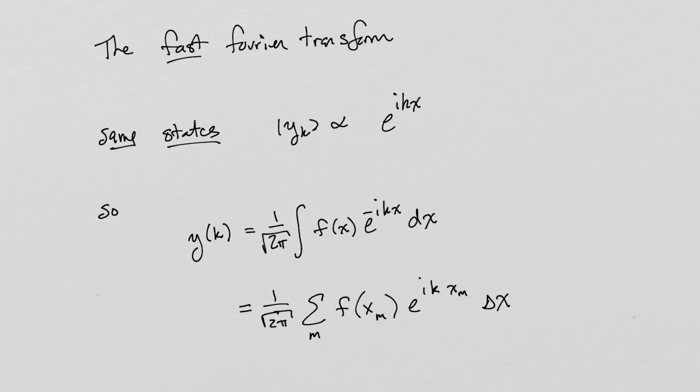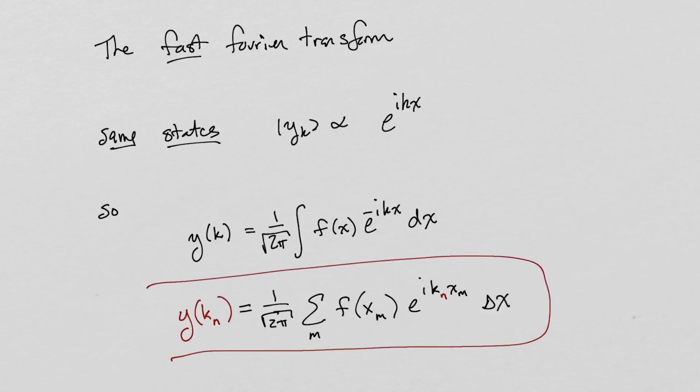Now, I know that because I'm doing this finite sum on the right-hand side, I'm not going to be able to evaluate the left-hand side at any possible value of k. I'm only going to be able to sample it at some samples of k, which I'm going to call k sub n, and that introduces an n there. And this now is my idea of doing a discrete Fourier transform.